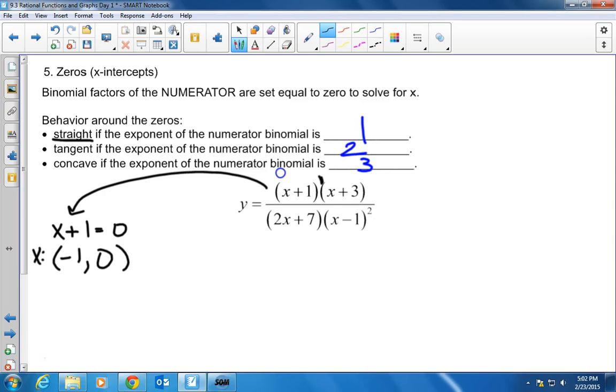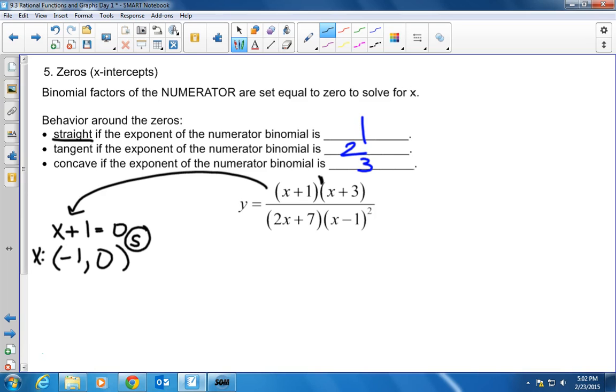And again, just like when I labeled the vertical asymptotes opposite and same, when I go and solve for my x-intercepts when I'm graphing rational functions, I label the behavior in my work here also. So since this has straight behavior, I'm going to put a little s here to remind myself that I have to sketch this according to the behavior around the x-axis.